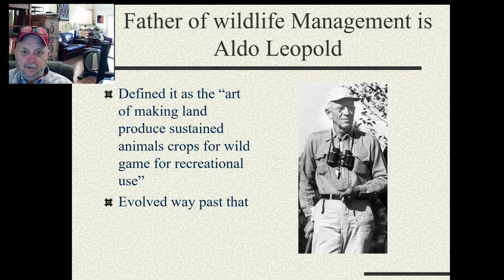The father of wildlife management was Aldo Leopold. You're going to be reading another one of his stories this week. You also read The Odyssey, which he wrote. And he defined wildlife management as the art, not the science, but the art of making land produce sustained animal crops, wild game for recreational use. And this was in the 30s. He wrote the first textbook. He started the first wildlife biology program at the University of Wisconsin in the 30s. So this was a long time ago.